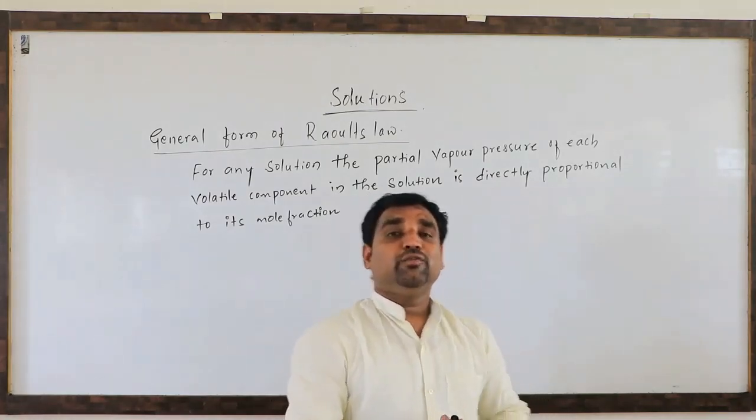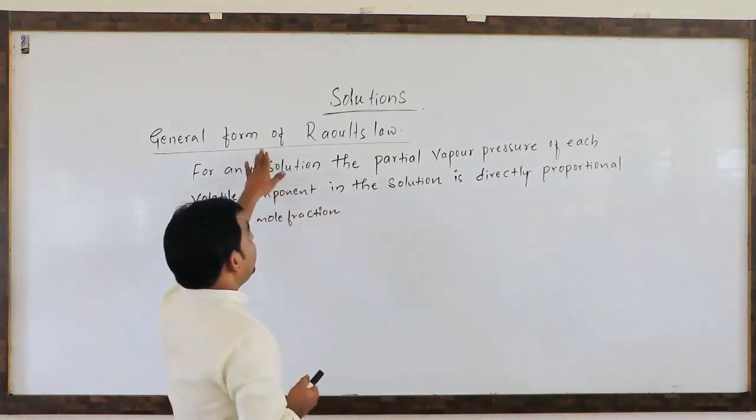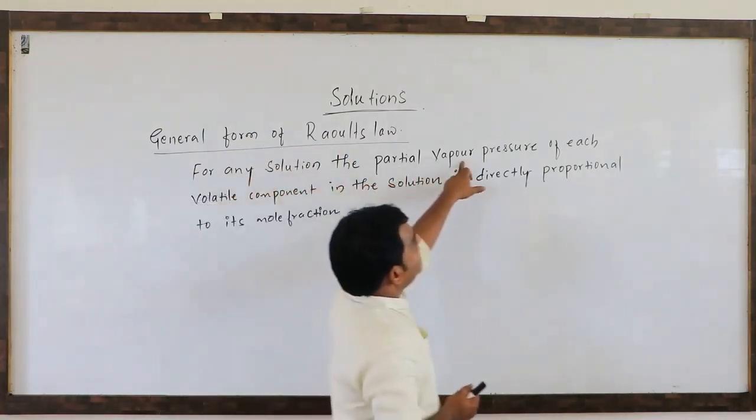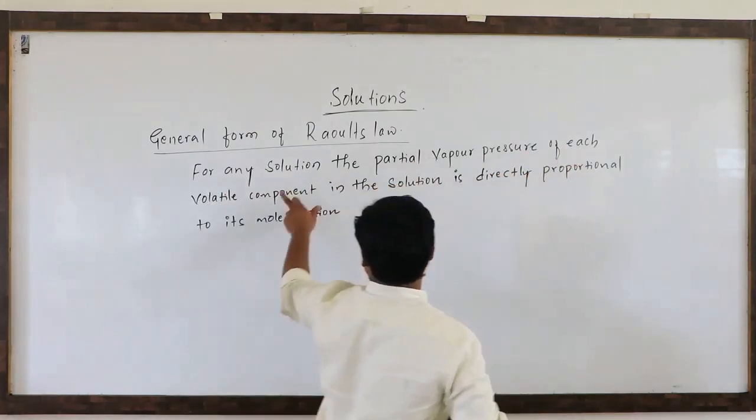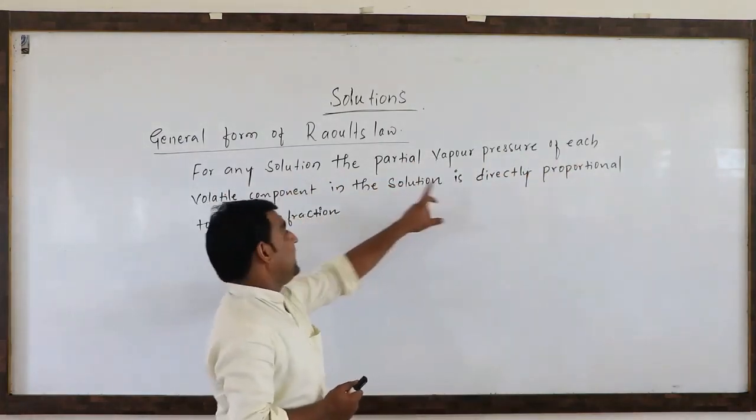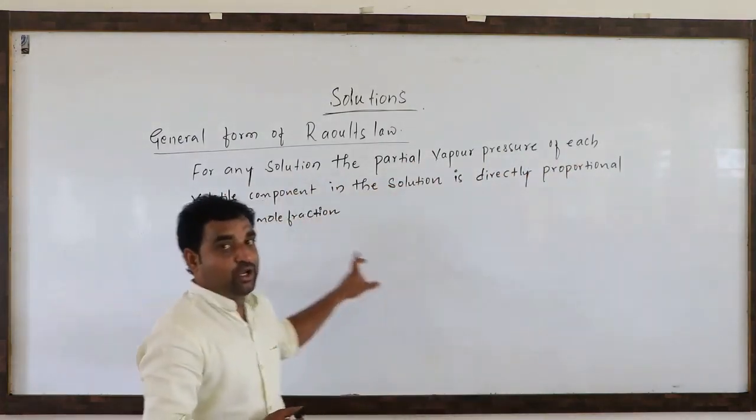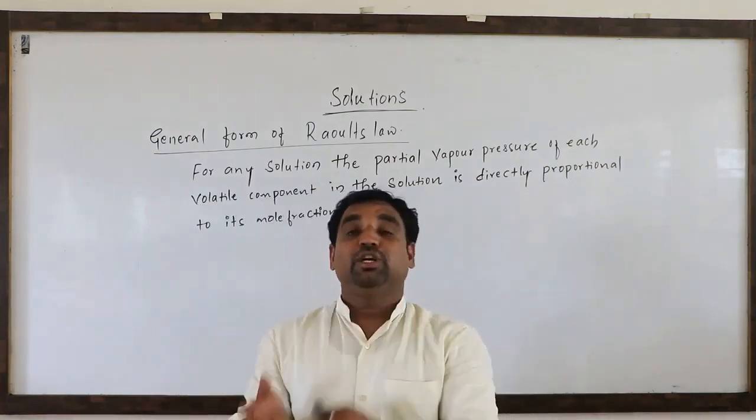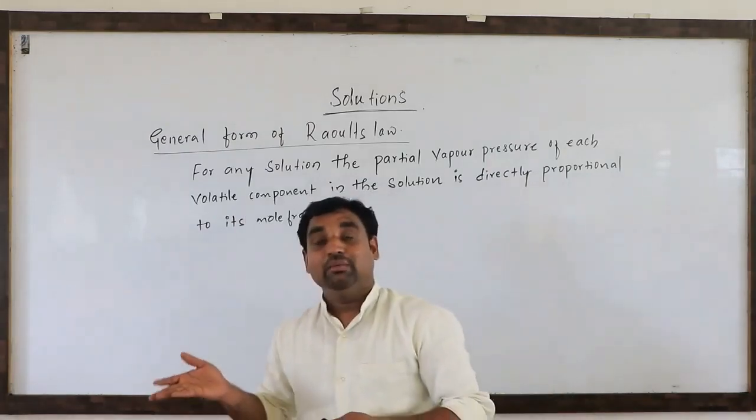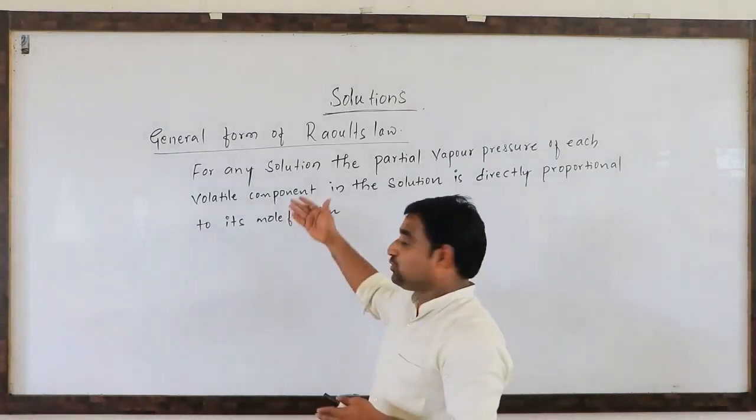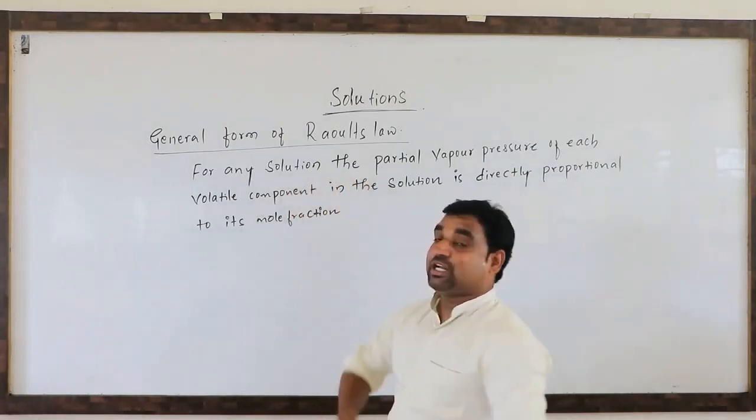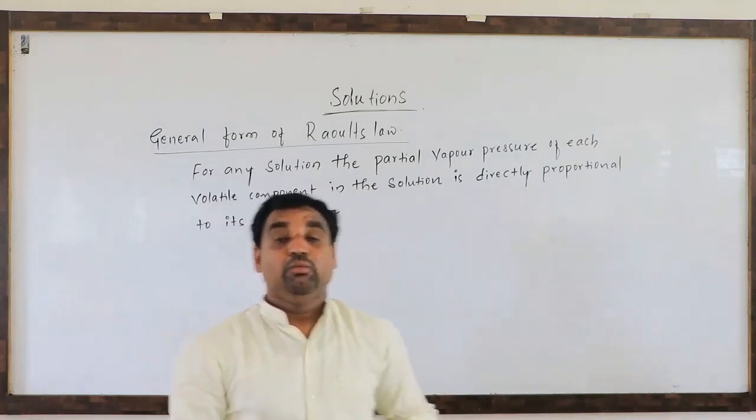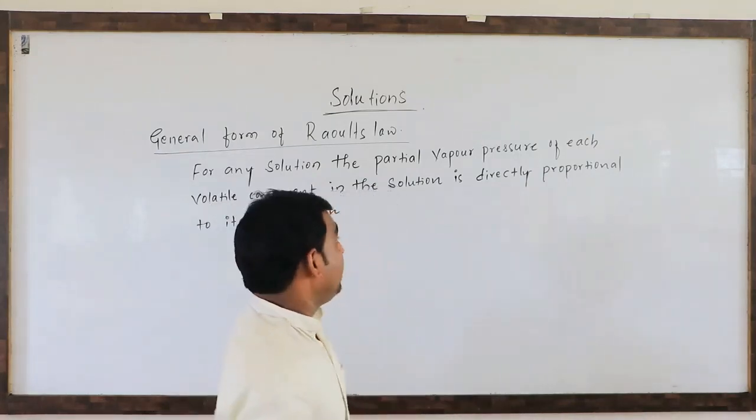And the general formula of Raoult's law, we can modify Raoult's law like this: for any solution, the partial vapor pressure of each volatile component in the solution is directly proportional to its mole fraction. When we add a non-volatile solute, whatever vapor comes is because of the volatile component present in the solution, and these are directly proportional to each other. This is the general formula of Raoult's law.